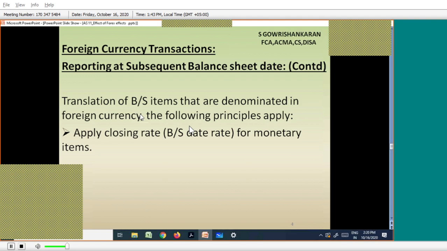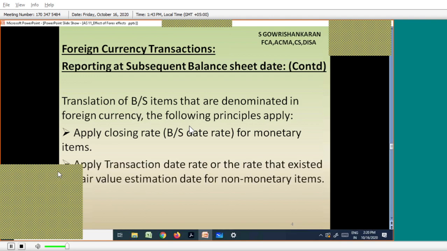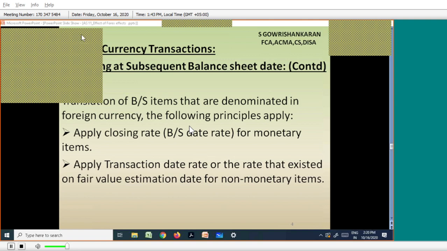For non-monetary items, apply the transaction date rate, or the rate that existed on the fair value estimation date. Transaction date means initially whenever I am purchasing. For example, in the middle of the year I purchased an asset for some value in foreign currency. The same rate, same amount will be continued. We need not apply the closing rate. While purchasing my fixed assets, I spent $1 lakh and the exchange rate was 80 rupees, so 1 lakh into 80 is 80 lakh, the fixed assets' worth. As on 31st March, the exchange rate becomes 82. I need not apply 82 for the fixed assets; 80 lakh is enough. That is what they are trying to say here.